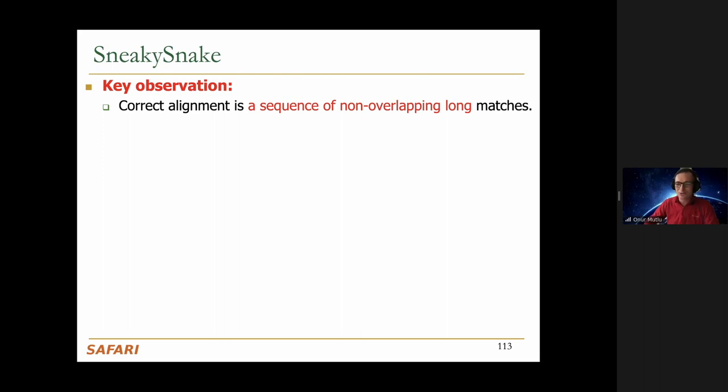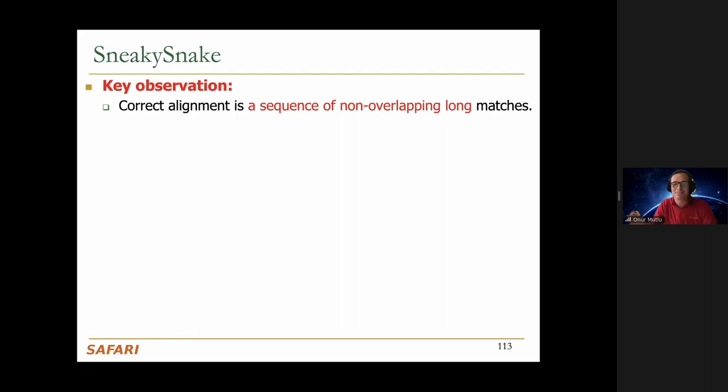Essentially, you want to do what we did with Shouji earlier until you get to a mismatch. And then you want to do it again, and then you want to do it again. Mismatch meaning error, let's say. Let me say error, since mismatch has a special meaning. And that's the idea over here.